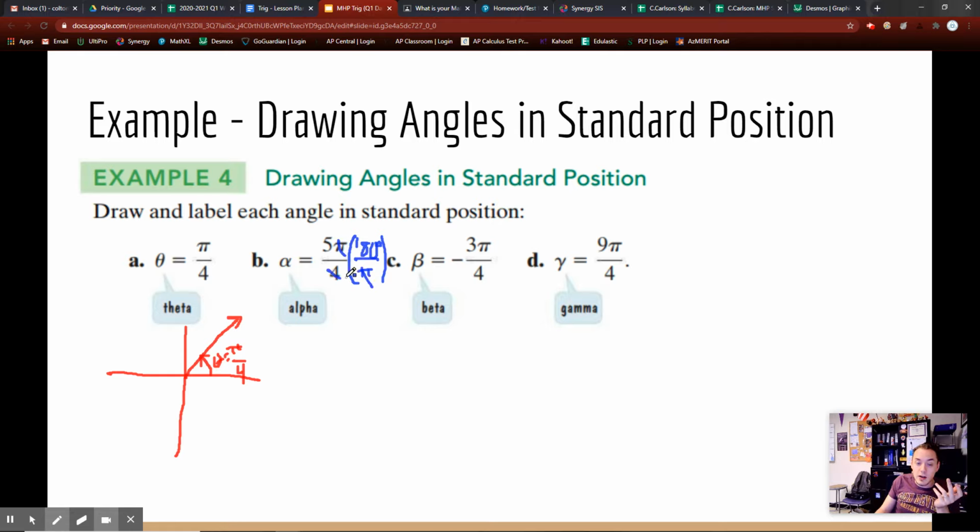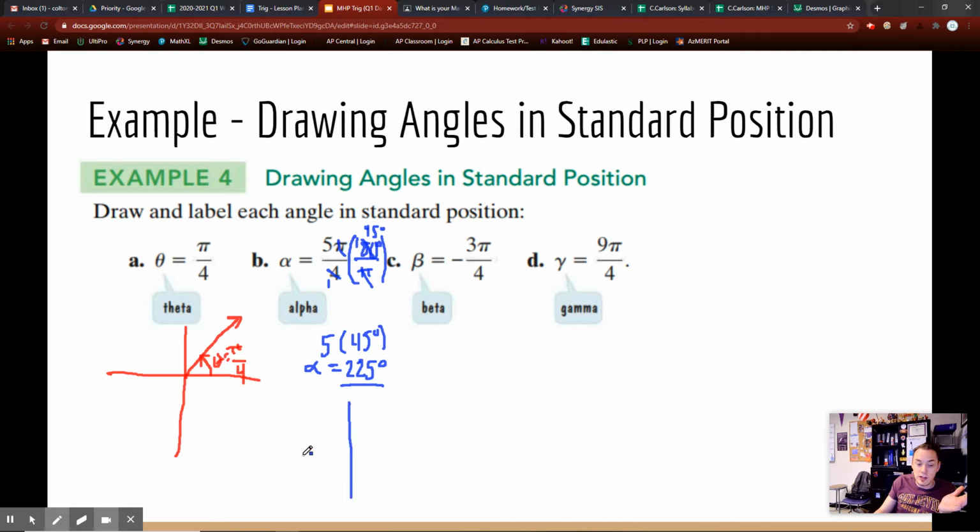Now, 4 goes into 4 one time, and 4 goes into 180 degrees 45 times. So that means I'm left with 5 times 45 degrees, which gives me 225 degrees. This isn't my answer, but this is the measure in degrees of alpha. So this equals alpha in degrees instead of 5 pi all over 4. That's what I did: I transferred it to degrees.